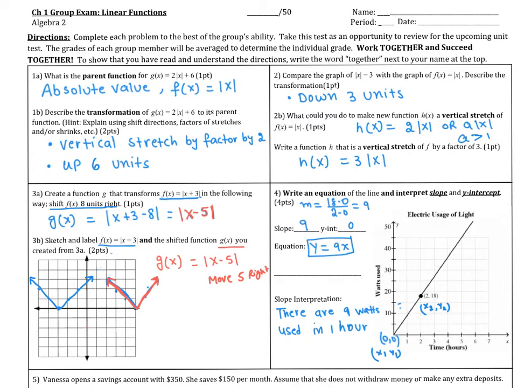The y-intercept is the point where x is 0. So this point is going to be 0. That is the y-intercept. So using the formula y = mx + b, where b is 0, you're going to get the equation y = 9x. Now the interpretation of the slope is that this 9 is the watts used. So there are 9 watts used in 1 hour.